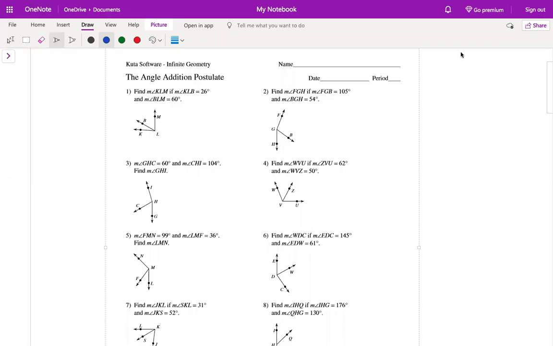Hello and welcome to today's video. Today we will be working through some examples using the angle addition postulate. So let's just remind everybody what that is.